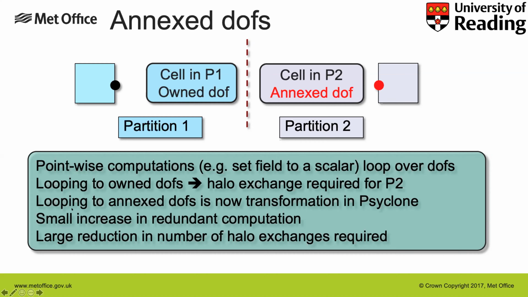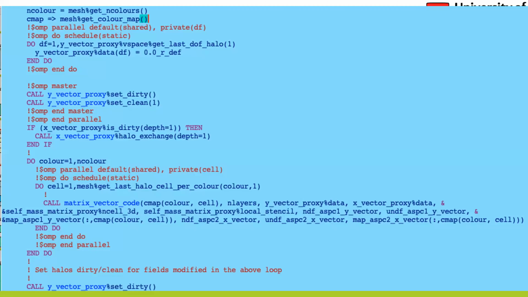However, I can choose to loop all the way out to the annexed DOFs, and this is now a transformation in Cyclone. So for a small increase in redundant computation, i.e. both this partition and this one will loop and set this value to 0, it dramatically reduces the number of halo exchanges required. If we do that and look at the generated code, there's a bit more code now in the PSy layer, and we can see what differences we've got.